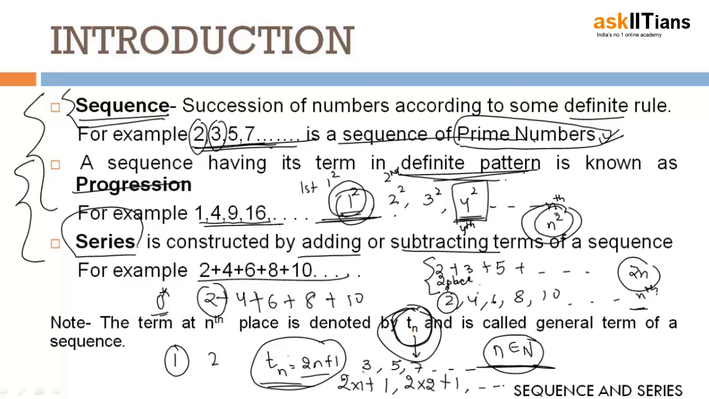So this was a brief introduction about what we are going to do, and the importance of this Tn is that we can construct the whole progression or series using it, and this will be helpful in subsequent parts, as you will see.